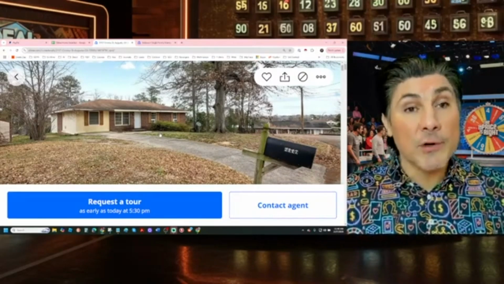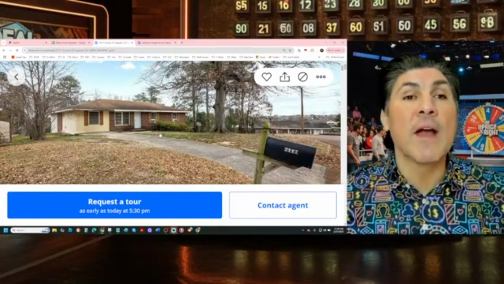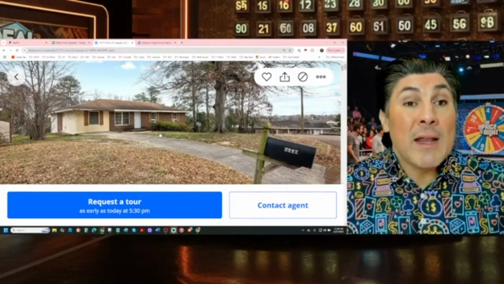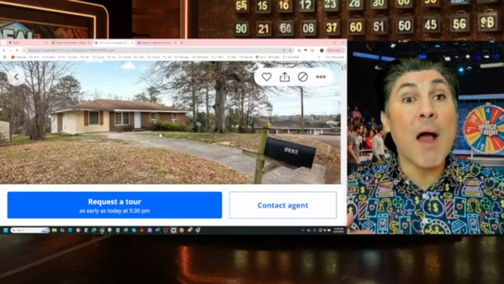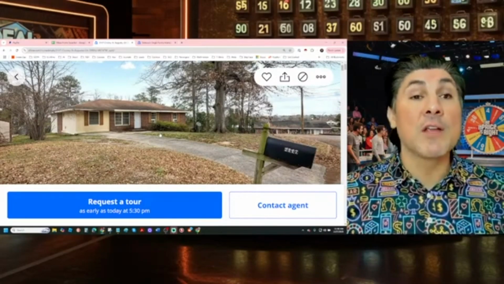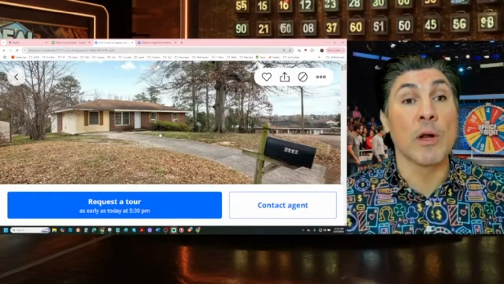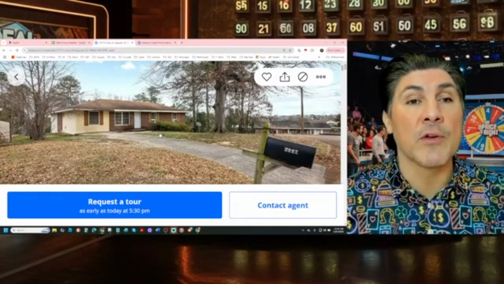Talk to the agent first to save yourself some time, because the agent might tell you, oh, we've got 10 offers on this right now. And you may not want to get into a bidding war. You may not want to submit an offer if they've already got 10 offers on it, right? Or the agent may say, we just accepted an offer today, this morning. We just got it accepted. I'm sorry, it's already under contract.